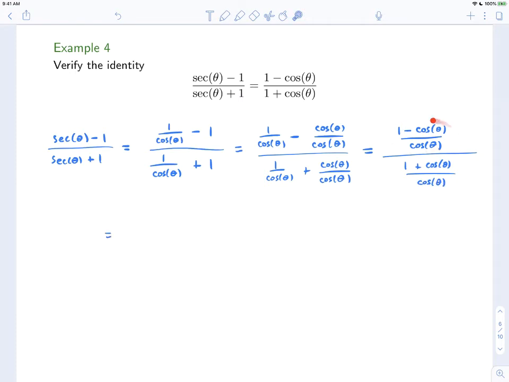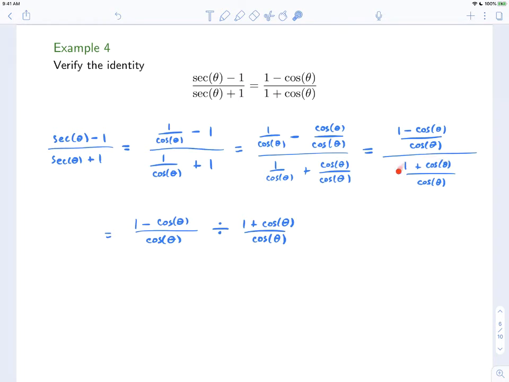So here we have a fraction divided by another fraction. Dividing one fraction by another is the same as multiplying it by the reciprocal. So 1 minus cosine theta divided by cosine theta. Let's write it out as division like this. Divided by 1 plus cosine theta divided by cosine theta. So all we've done here is rewrite it. We haven't actually done anything yet.